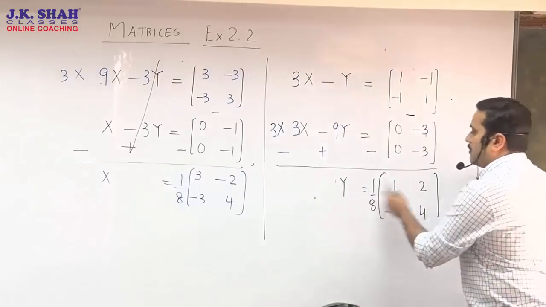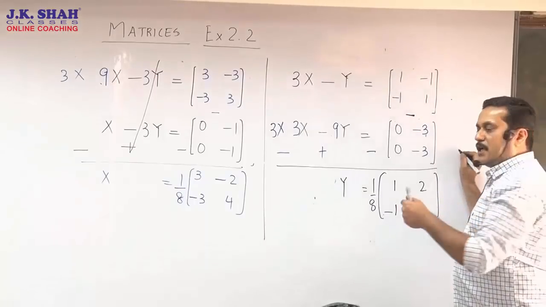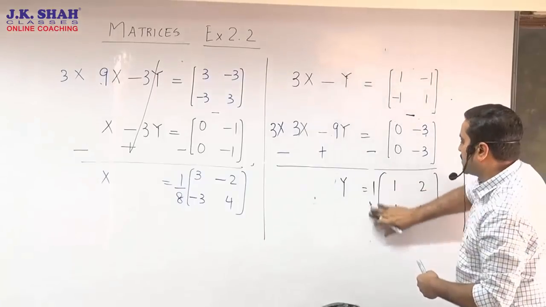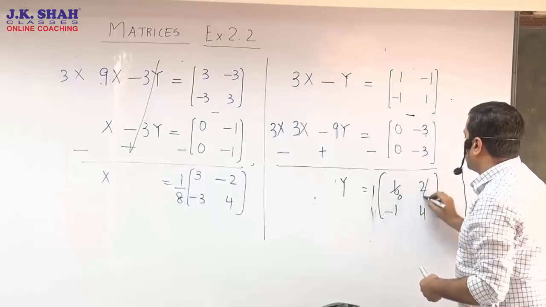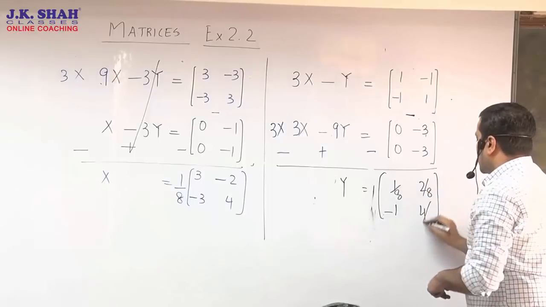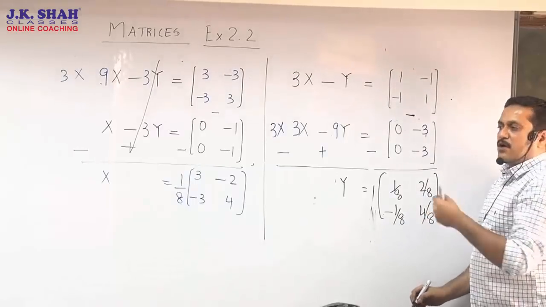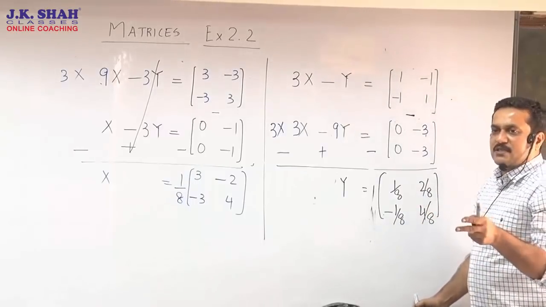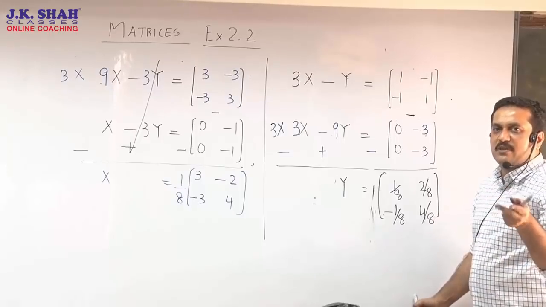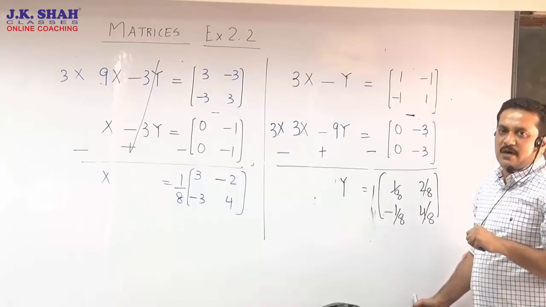No need to put 1 by 8 inside. In the state board book they pushed the 1 by 8 inside, but they have kept the answer this way: by 8, they have made it 1 by 4, this is by 8, 1 by 2, by 8. So it looks really ugly. So I always request my students that if the elements inside are not comfortable with the fraction, then better keep your fraction outside the matrix.